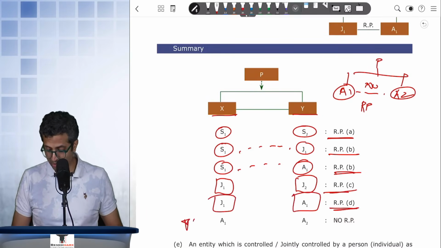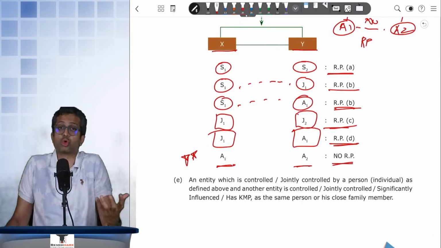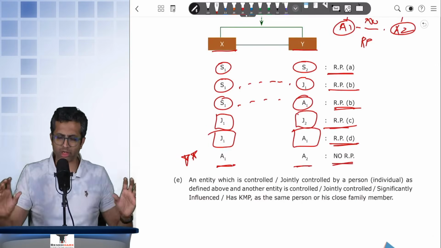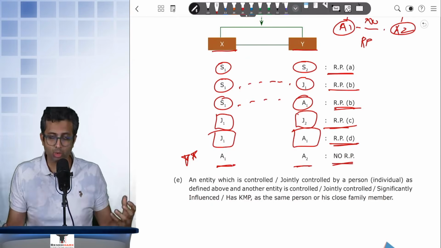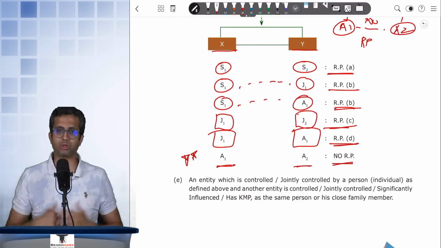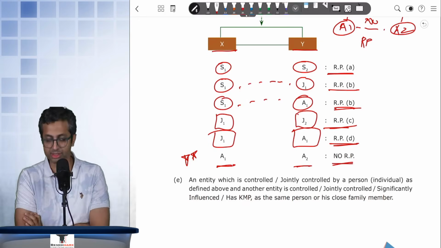So the only place where there's no related party relationship is where there are co-associates, because there's no clause which says that co-associates are related parties. Maybe at both places if there is influence, maybe you don't have enough clout to influence pricing, at least as per the standard. So over here co-associates are not related parties.